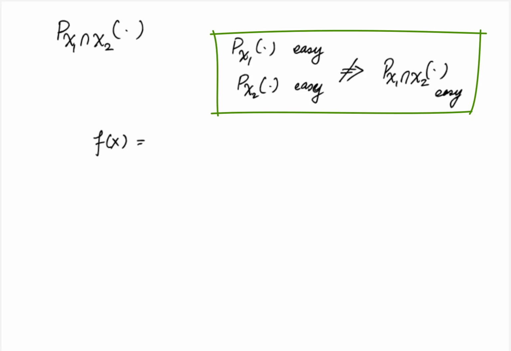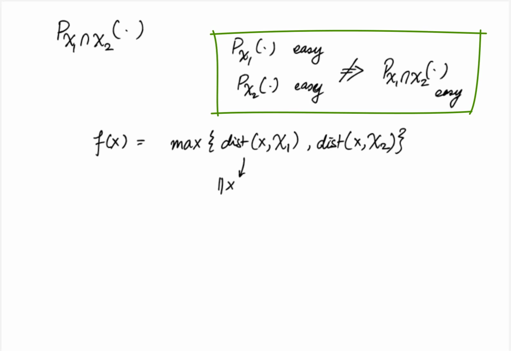So minimize f of x, where f of x is equal to the maximum of the distance of x from calligraphic x1 and the distance of x from calligraphic x2. We recall that the distance of x from calligraphic x is nothing but the norm of x minus P_x of x. If the intersection of these two sets is non-empty, then f of x star will be equal to 0. So this is the maximum of the two functions, so it is a non-smooth function.